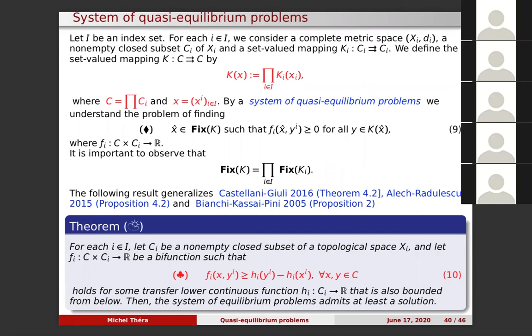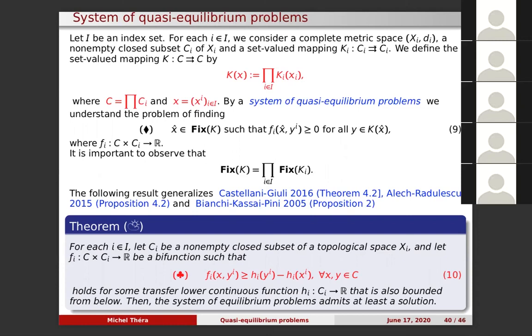The theorem is the following: for each index i, Ci is a closed non-empty subset, and you suppose that the bifunction Fi for each i satisfies this condition in red: Fi of X and Yi is greater than Hi of Yi minus Hi of Xi for every X and Y in C. And you suppose that these functions Hi are transfer lower continuous functions bounded from below.